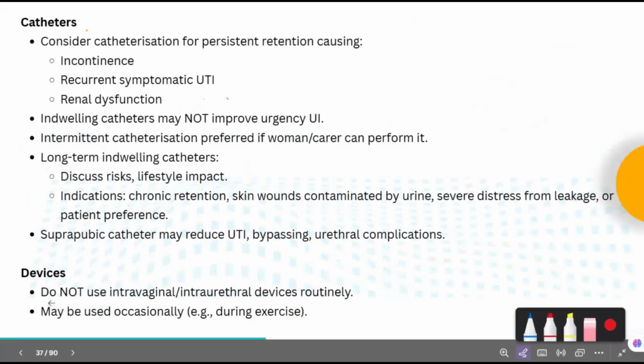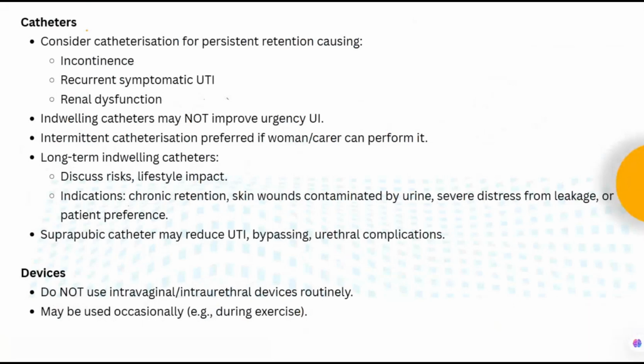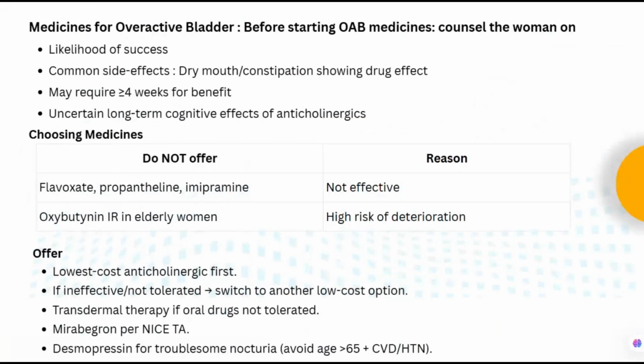Okay. Then devices: do not use intravaginal or intraurethral devices routinely. They may be used occasionally during exercise, etc. Okay. There are certain devices which are used intravaginally. Now, coming to the medicines for overactive bladder. Before starting overactive bladder medicines, counsel the woman on the likelihood of success.